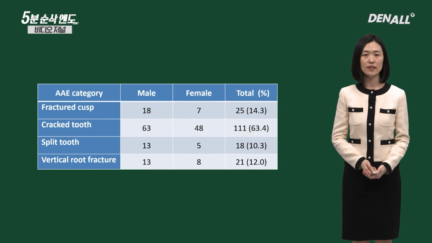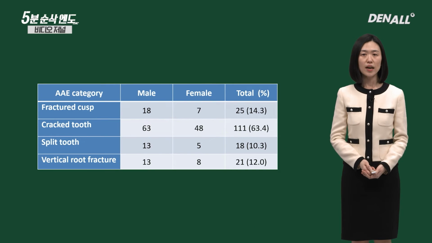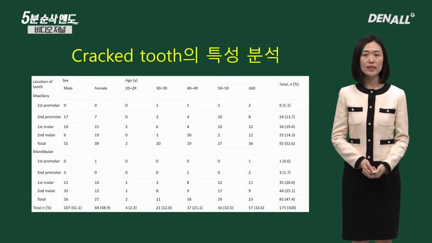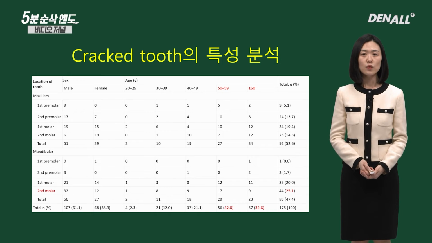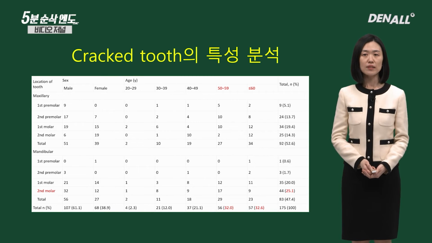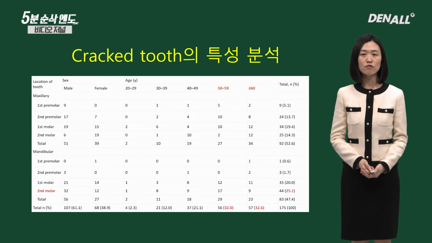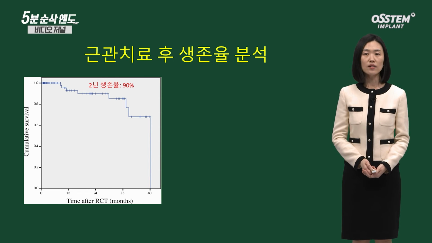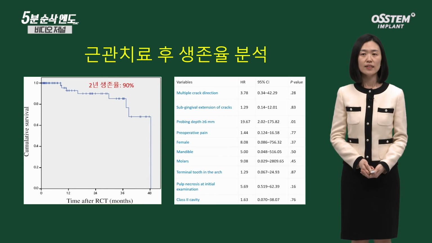These were the classifications. The ratio of the cracked tooth was the highest in this study. This looks slightly complicated, but AAE included a complete fracture because incomplete fracture leads to complete fracture. If we divide by gender, age, and tooth position, as anticipated, crack occurrence was meaningfully high in the age groups of 50s and 60s, and it occurred frequently in the second molar. The 2-year survival rate of a cracked tooth which has had a root canal treatment was 90%.